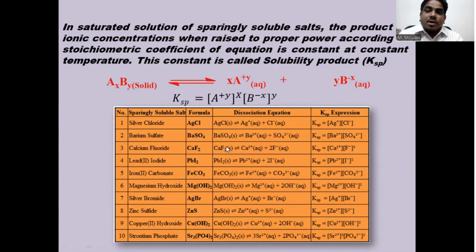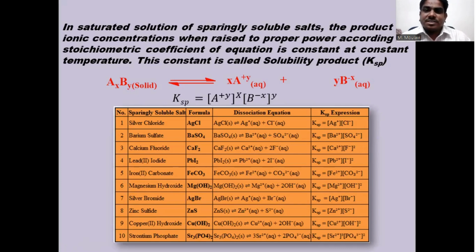Calcium fluoride undergoes dissociation as one calcium ion and two fluoride ions. So for calcium fluoride, the Ksp equation is the product of the concentration of the calcium ion and the second power of the fluoride ion. For lead iodide, it is the same as calcium fluoride. For ferric carbonate, it is the same as AgCl and barium sulfate. For magnesium hydroxide, it is the same as calcium fluoride and lead iodide. AgBr is similar to AgCl.